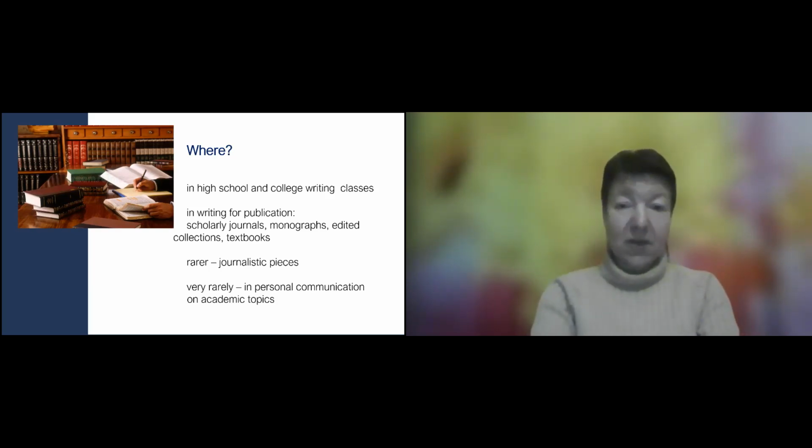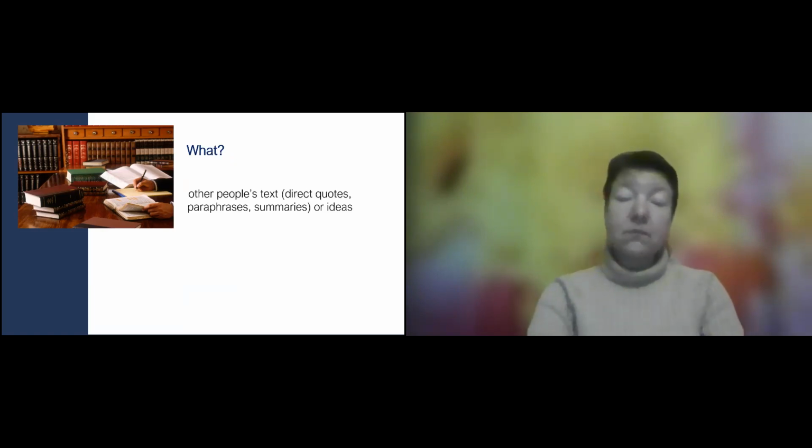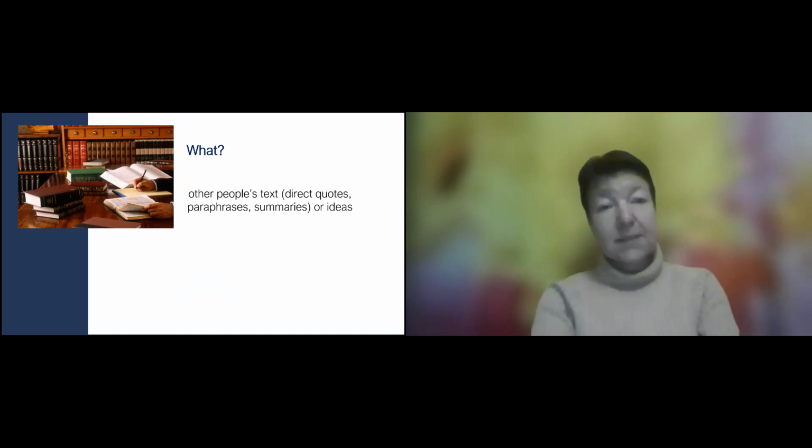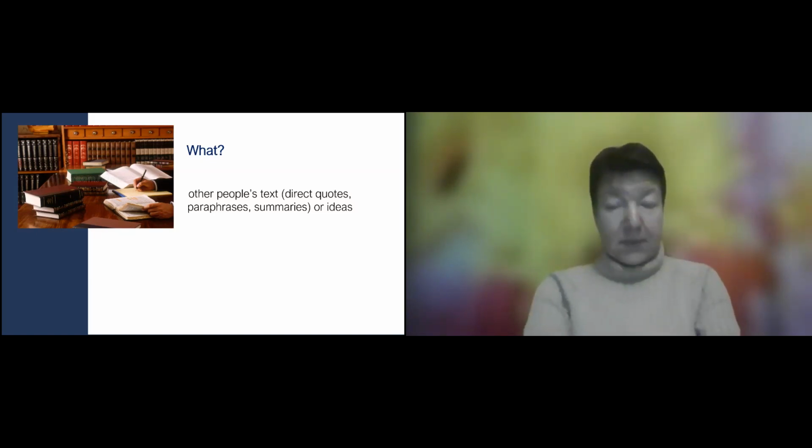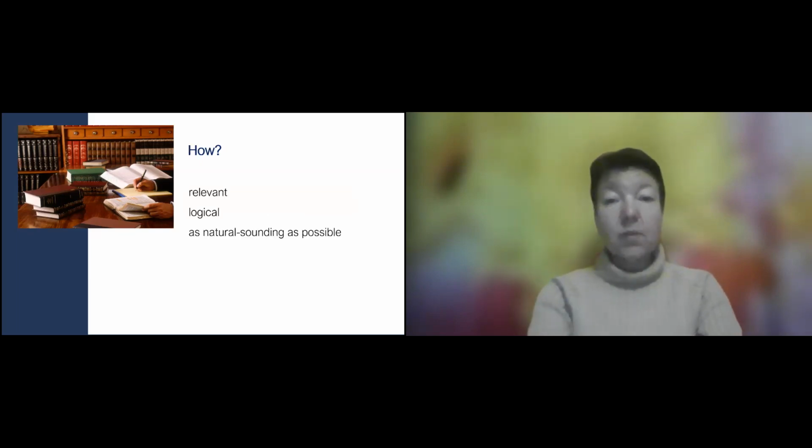Sometimes outside sources are mentioned or discussed in journalistic pieces, and then an ethical journalist would cite that piece of information. And very rarely it's possible to see that in personal communication, usually between people who are in academia, people who do that as a profession, do it most of the time. So again, it can be other people's text, direct quotes, paraphrases, or summary, but it can also be ideas. If we are mentioning some kind of idea that we encountered in somebody else's article or book, we can and should cite it. I'm sure that everyone here is already knowledgeable about that.